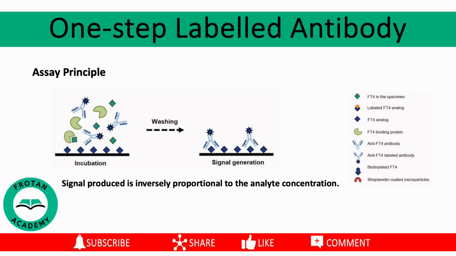Another one-step approach uses immobilized T4 analogs that compete with FT4 from the sample to bind to the labeled anti-FT4 antibodies. A wash step is performed to remove any unbound constituents, and signal produced from the labeled anti-FT4 antibody is detected and quantified. The signal is inversely proportional to the concentration of FT4 in the sample.